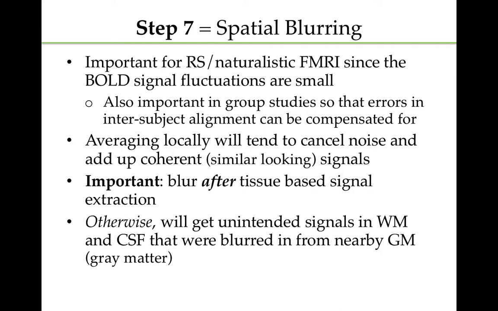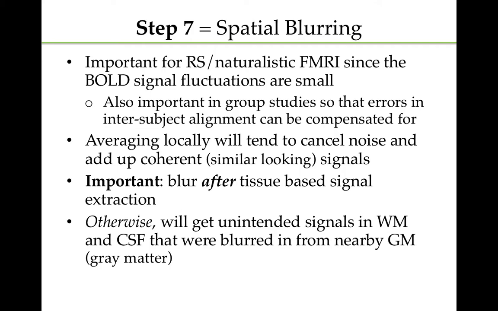Then we come to spatial blurring. This is usually done in task fMRI, and it is important for resting state or naturalistic fMRI since the BOLD signal fluctuations in these undirected situations are smaller than for focal tasks. And it's also practically useful in group studies so that errors in intersubject alignment can be allowed for.